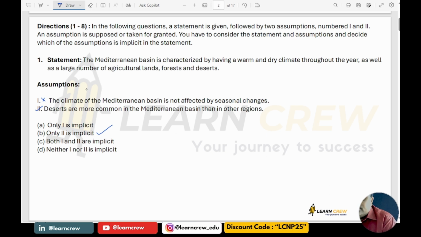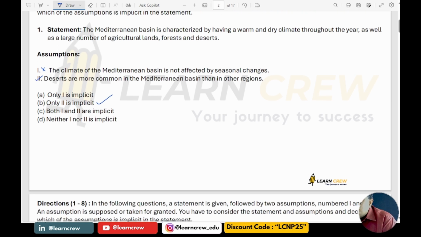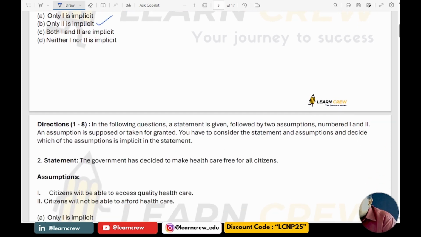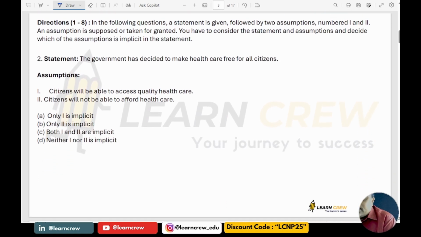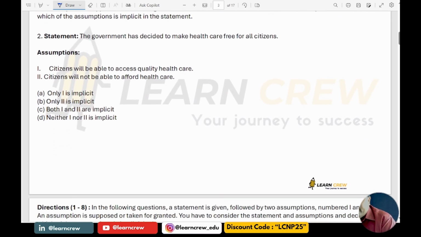So, an assumption is something on which your statement is based. The statement is based on the assumption that deserts are more common in the Mediterranean basin than in the other regions. So, option 2 is correct. Now, the second question. The government has decided to make healthcare free for all citizens. So, which of the following is an implicit assumption?